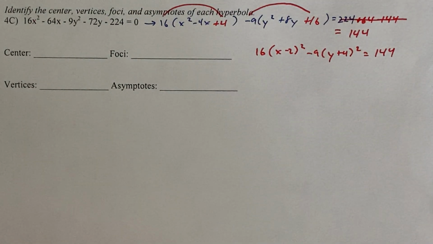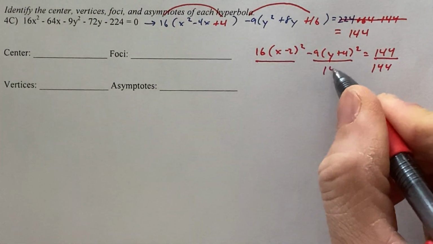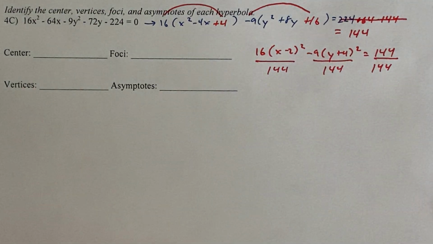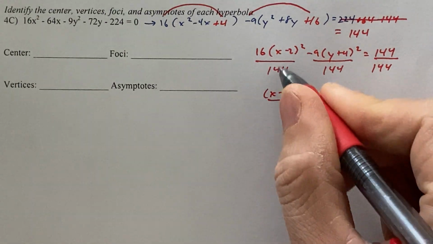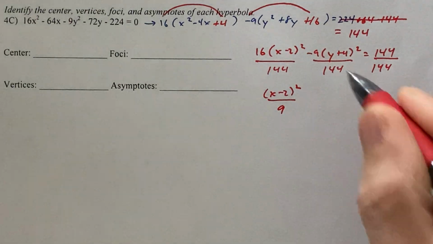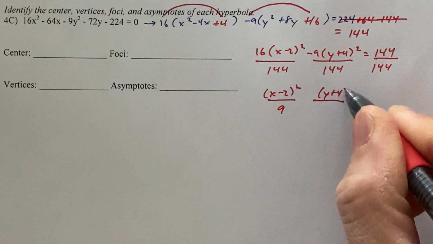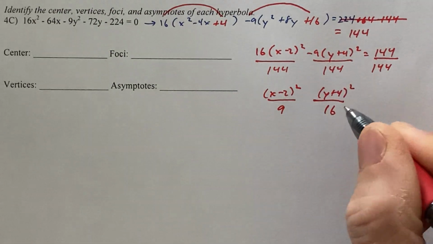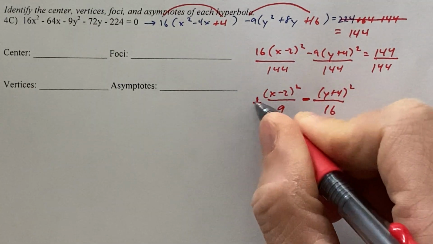So again, the problem is this side needs to be a 1, which means I've got to divide by 144, which means I've got to divide everything by 144. And then it's just a matter of reducing these values, okay? So here's x minus 2 quantity squared. 16 over 144, if I reduce that, that leaves me with a 9 in the denominator. Negative 9 and 144, if I reduce that, that's going to give me the 16. Again, this is negative, so this is my negative fraction, which means this is my positive fraction.